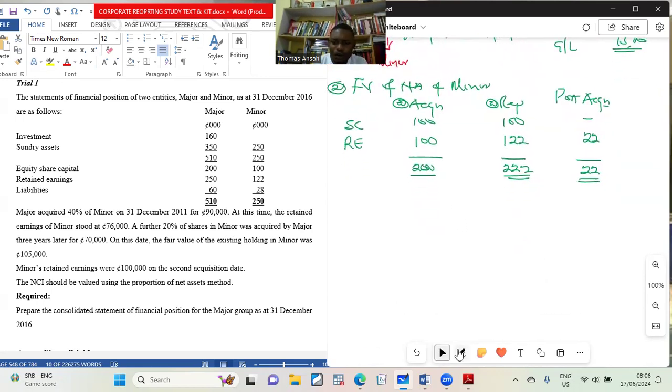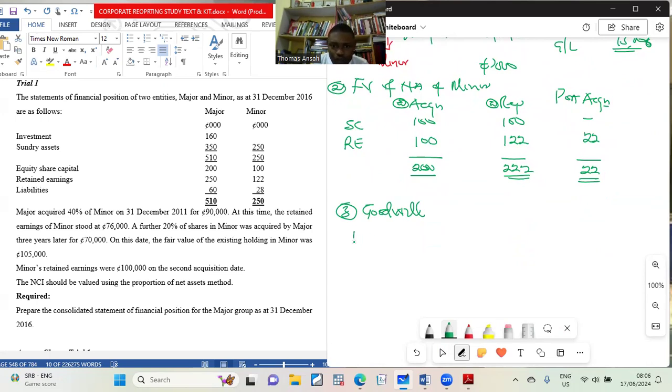So we've done our workings 1 and 2. Let's go and do workings 3. Goodwill. We have only one subsidiary, and don't forget, everything we are doing is in zero. So this 15 that we have, we will record 15. All right. So that is that.